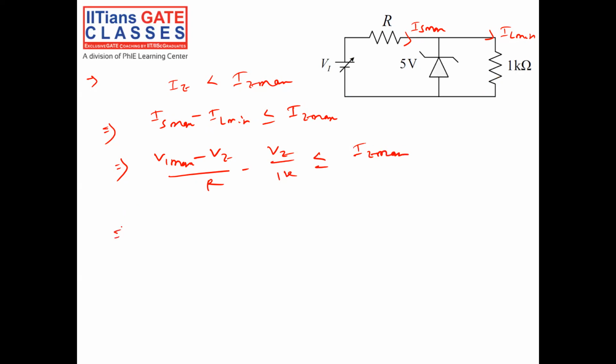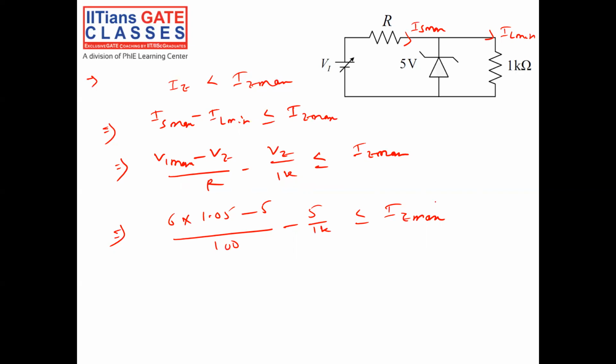Okay, so what is V1 maximum? 6 volt into 1.05, right? It can go up by 5%, minus 5 volt, divided by R, which we already calculated as 100 ohm, minus 5 volt by 1K, should be less than or equal to IZ max. So let's use the calculator, guys, and let me know what the IZ maximum is. The maximum is nothing but 6 into 1.05 minus 5 divided by 100, minus 5 by 1K.